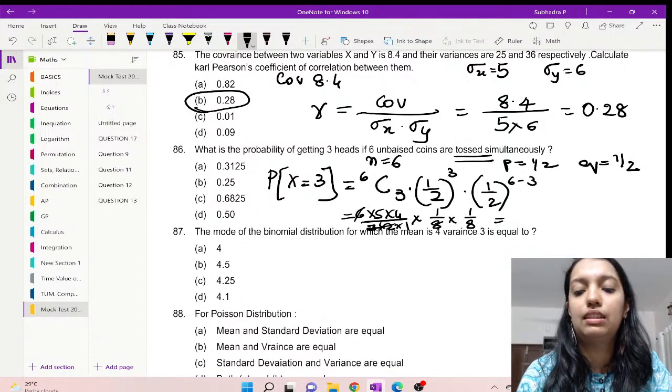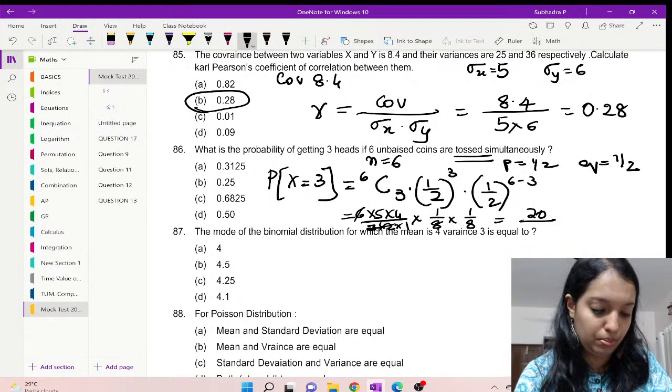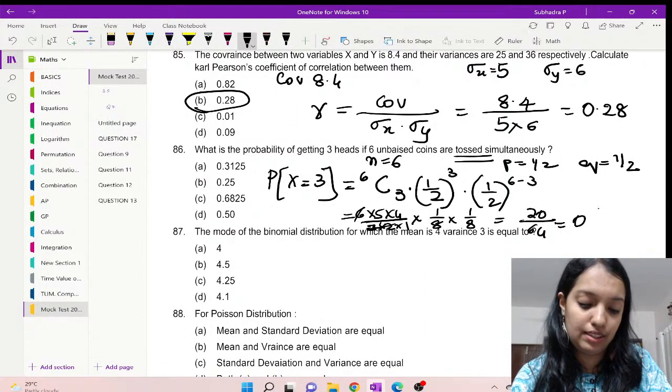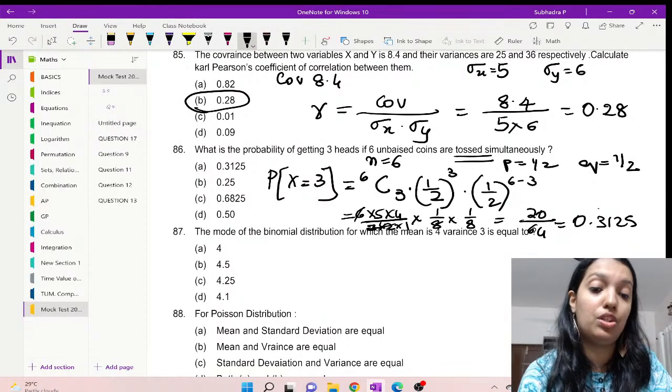3 2s are 6. So this is 20 divided by 64. Take your calculators. 20 divided by 64 is 0.3125, which is option A.